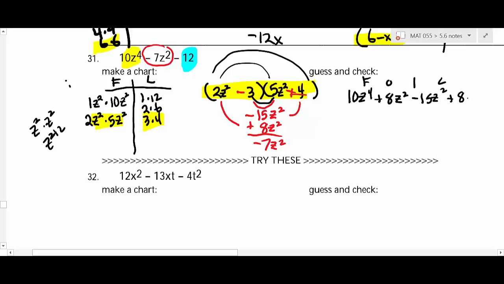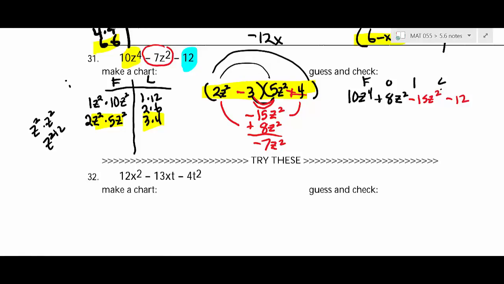Hold on. What am I doing? First, hold on. I'm all messed up. I don't know what's wrong with me here. Okay, so we got the first and outer. Okay, now if we go to the inner, that's what I was messing up on. The inner is negative 15z to the 2nd, and then negative 3 times 4 is negative 12. So see, that's the FOIL.